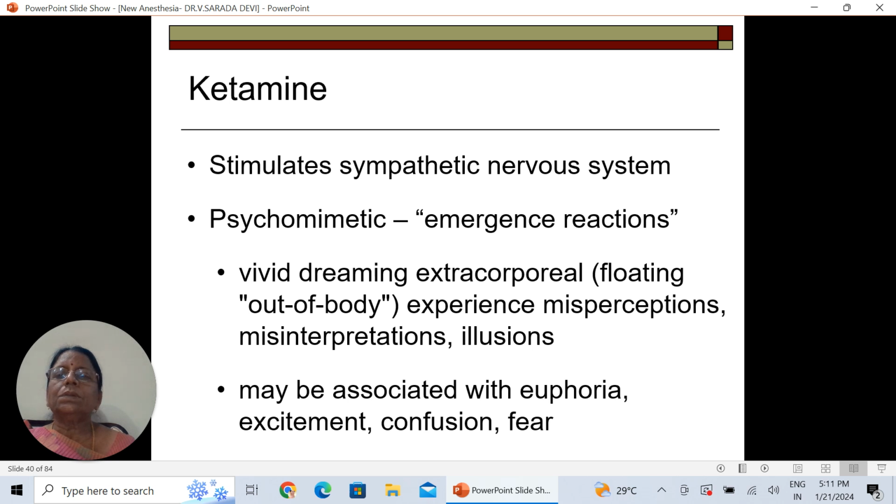Psychomimetic emergence reactions may be seen with ketamine. There may be vivid dreaming, extracorporeal experience, that is floating out of body, misperceptions, misinterpretations and illusions. It may be associated with euphoria, excitement, confusion and fear. To prevent these hallucinations, we use some benzodiazepines along with ketamine, and anticholinergics to prevent secretions.